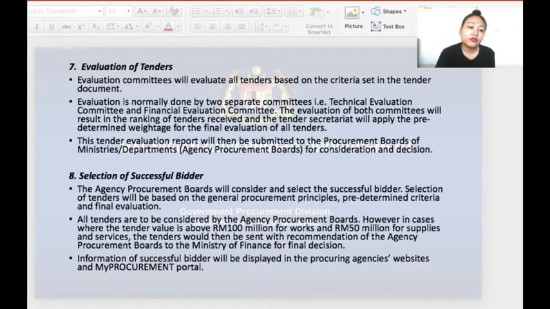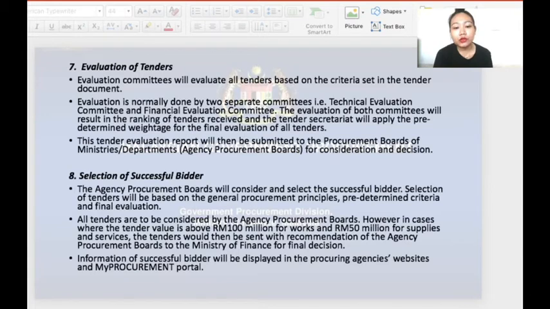7.1 Evaluation of tenders. Evaluation committees will evaluate all tenders based on the criteria set in the tender document. Evaluation is normally done by two separate committees, namely the Technical Evaluation Committee and the Financial Evaluation Committee. The evaluation of both committees will result in the ranking of tenders received, and the tender secretariat will apply the predetermined weightage for the final evaluation of all tenders.